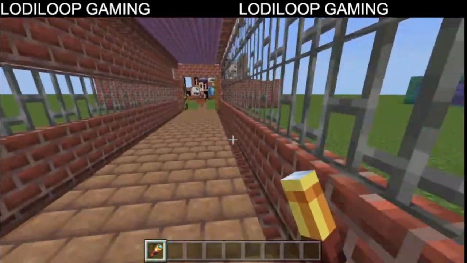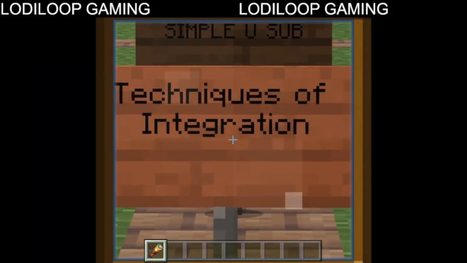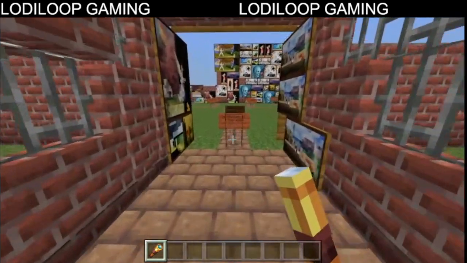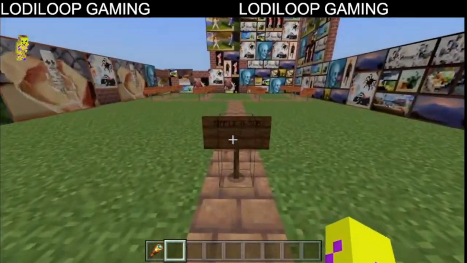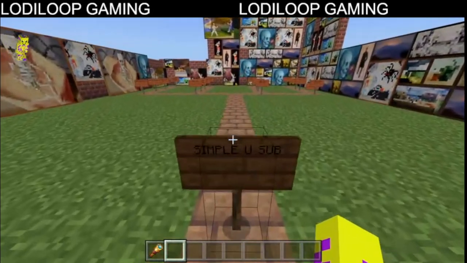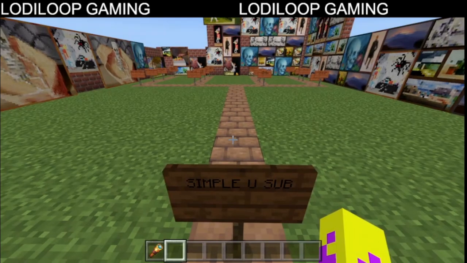One of the biggest questions is, how do you integrate? Techniques of integration is used whenever integrating cannot be done easily. Before you do techniques of integration, you must remember to do simple u-sub, because it's a lot simpler than techniques of integration. There are 4 main techniques of integration.